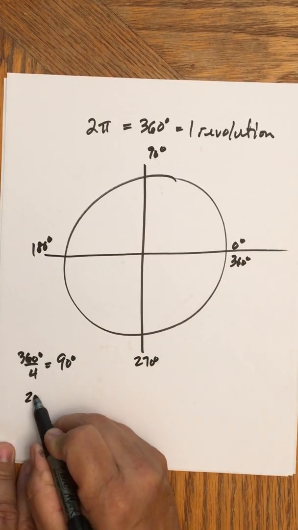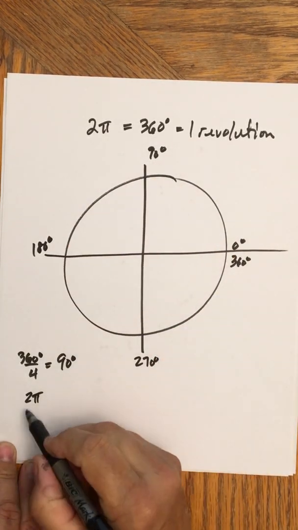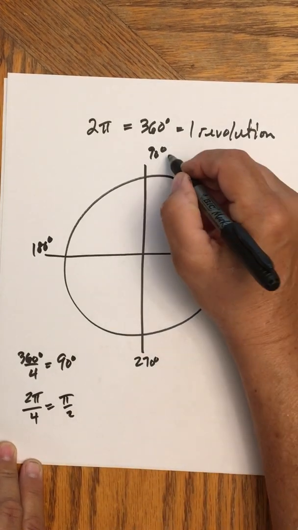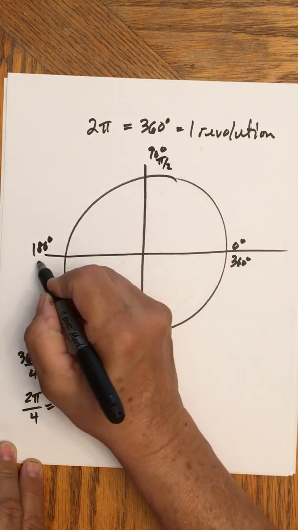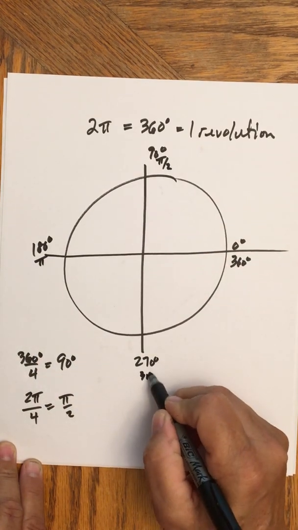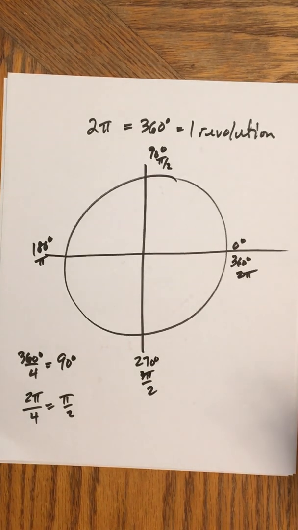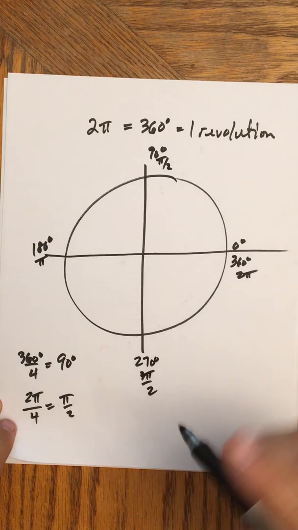You do the same thing with the radians. If this whole revolution is 2 pi, when I divide by 4, I get what? Pi over 2. So 90 degrees is the same as pi over 2. This is pi. This is 3 pi over 2, and this is 2 pi. But you can keep dividing, right? However you keep dividing, you can get the rest.